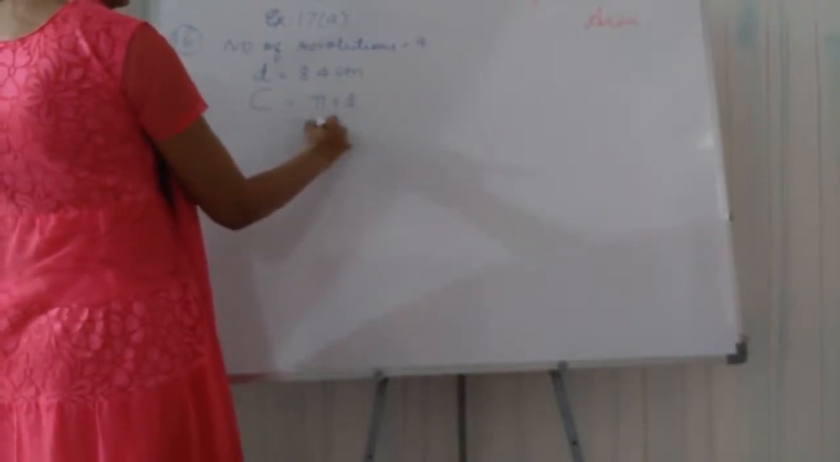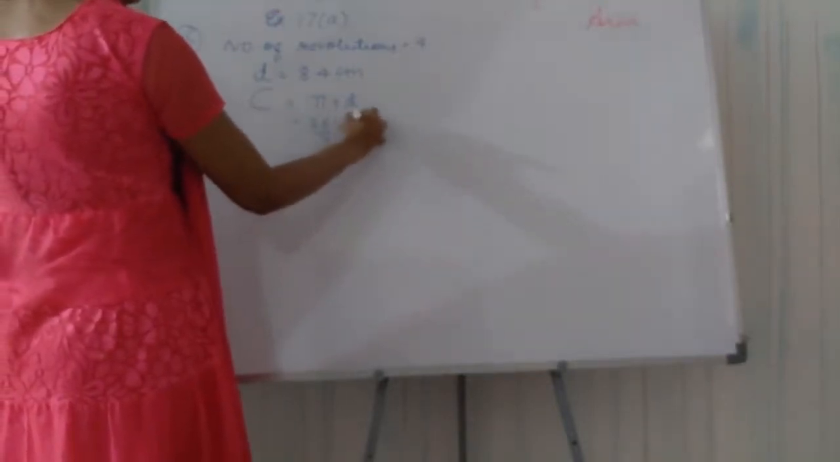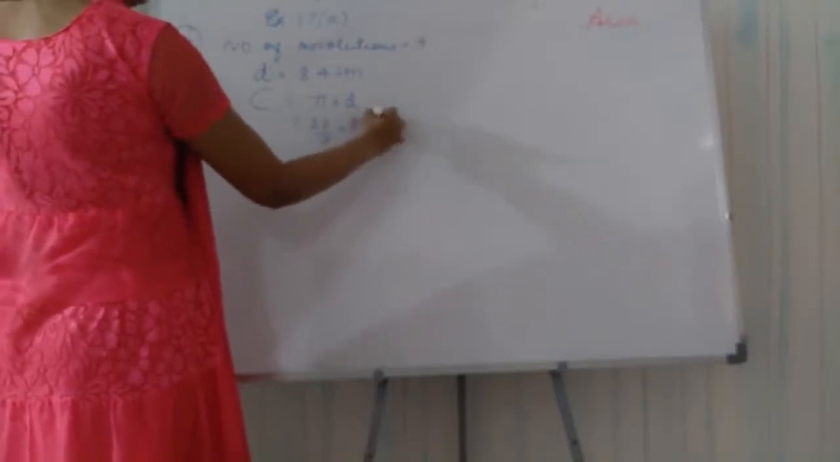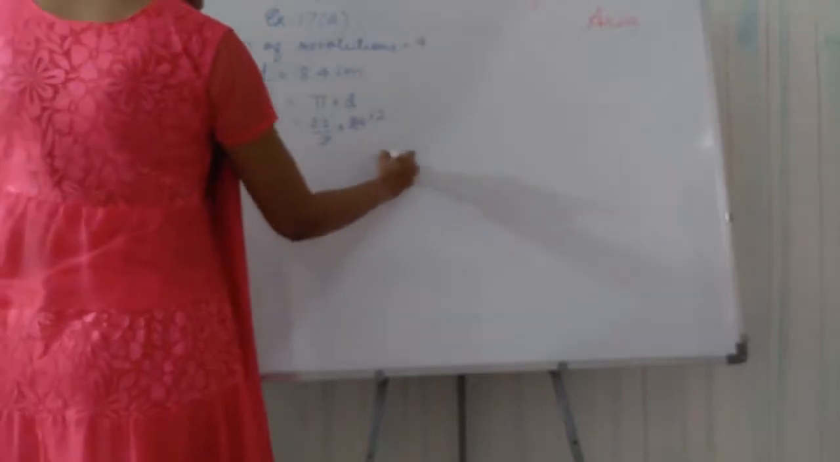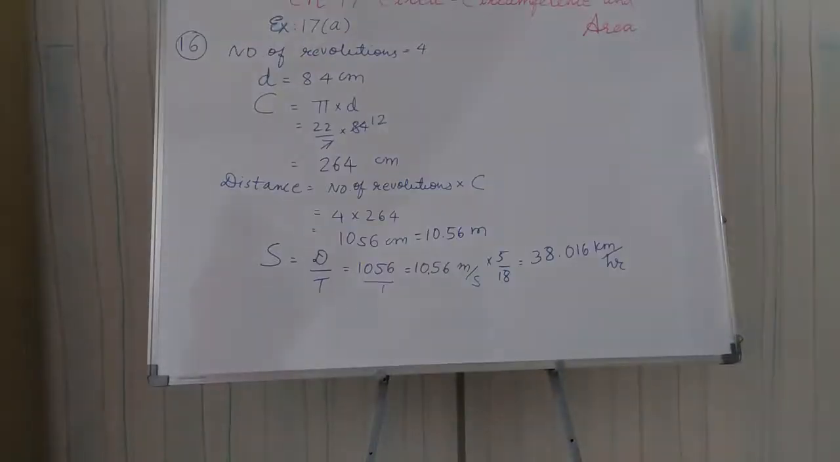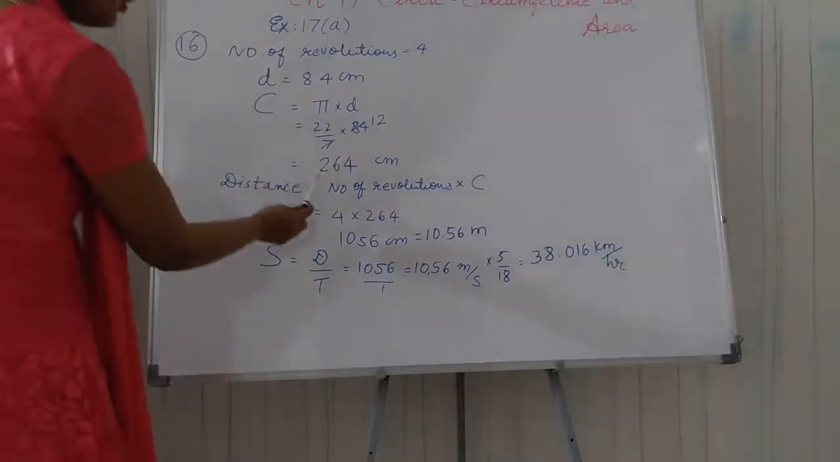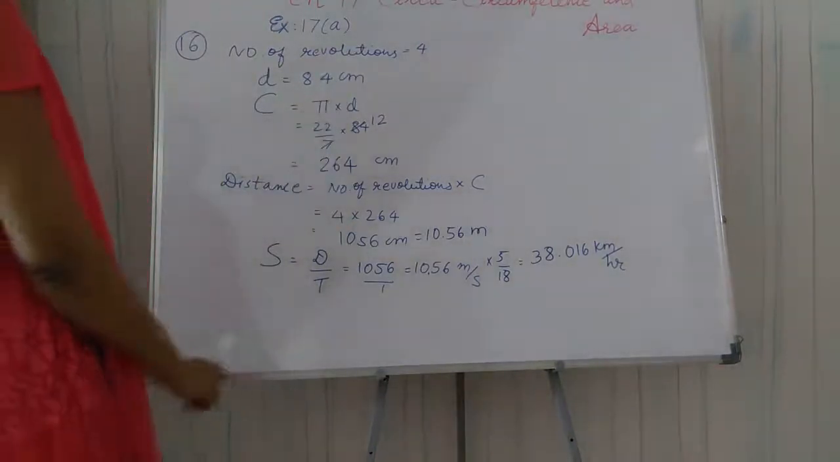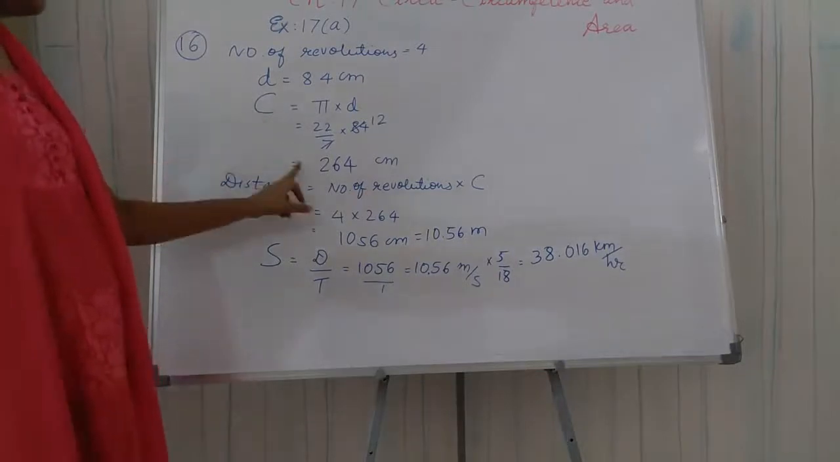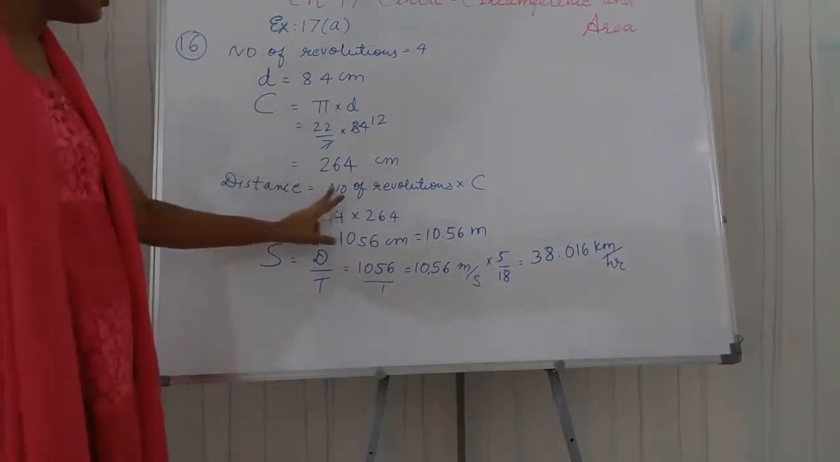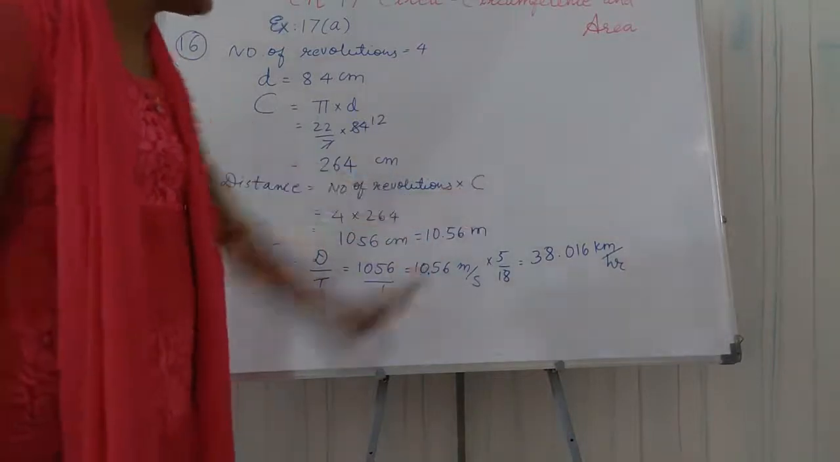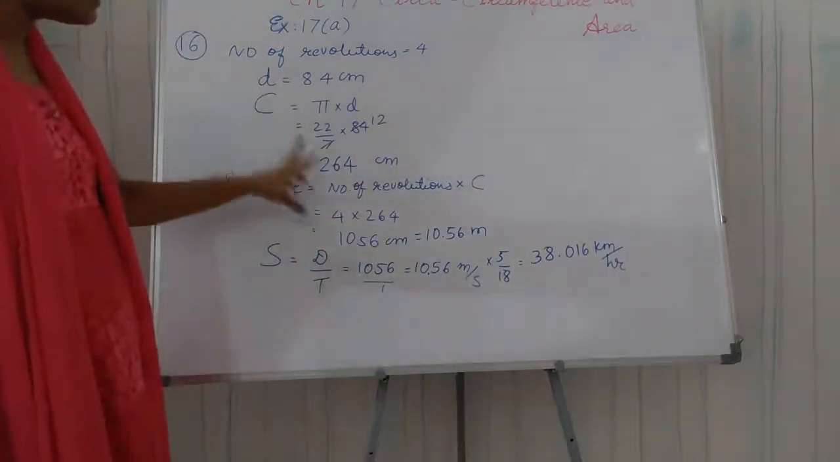So this is 22 by 7 into 84. So 7 12s are, and then multiplying 22 and 12, we get our circumference in centimeters. Now in this question I got my circumference 264 centimeter. So this is the distance covered by the wheel. So now distance is equal to number of revolutions multiply circumference. This is the circumference of the wheel.